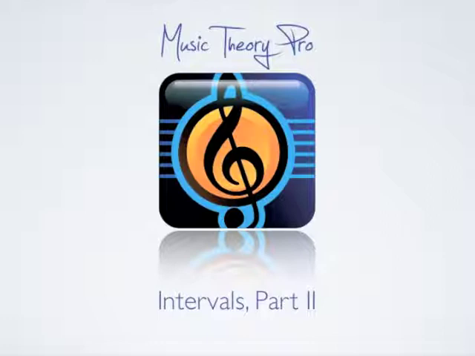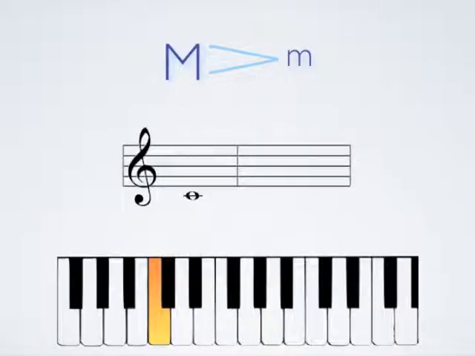In my intervals part 1 video, we learned how to make major intervals. When we take a major interval and make it smaller, it becomes a minor interval. Here's an example with C as the lowest note. This is a major third. And if we make it smaller, by lowering the E, it becomes a minor third.